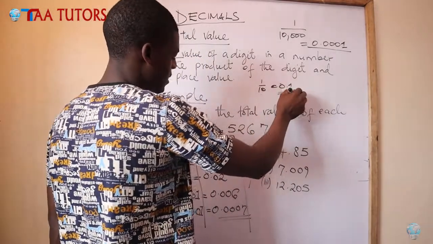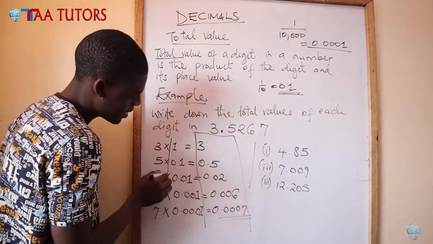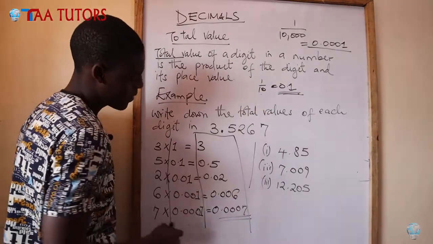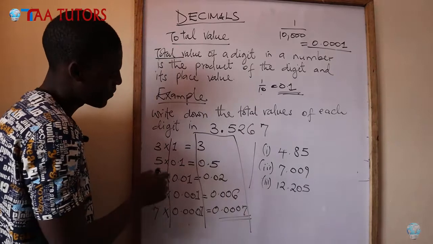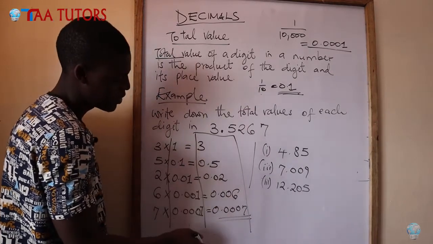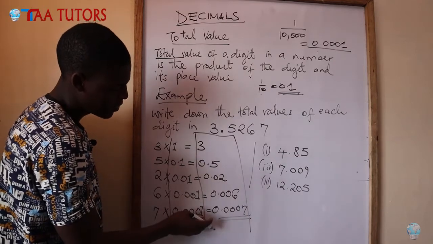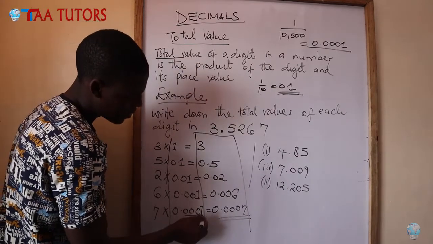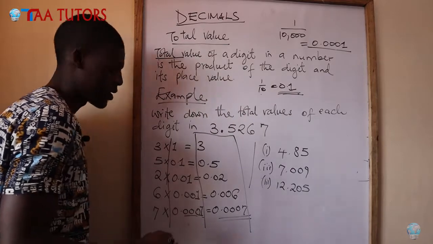Always remember this, that the number of decimal places here increases as we move to the far end of the right hand side, from 1 to 0.1, 0.01, 0.00. So it keeps on increasing. It means from here we will have 4 zeros, then 1. Downwards it increases that way.